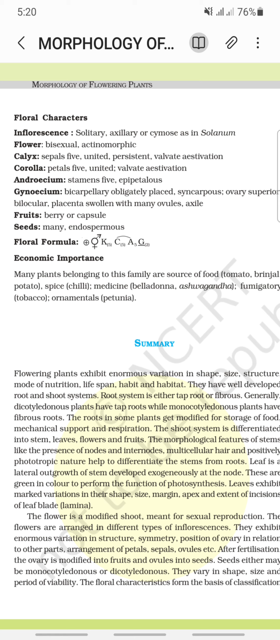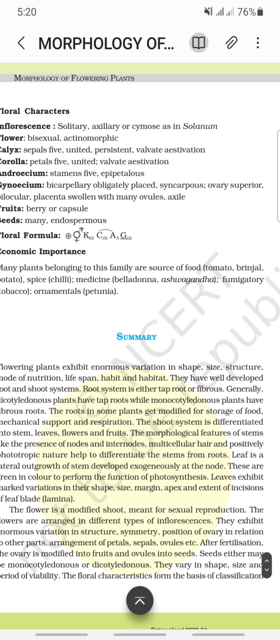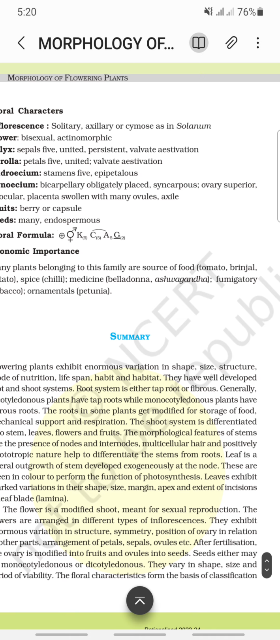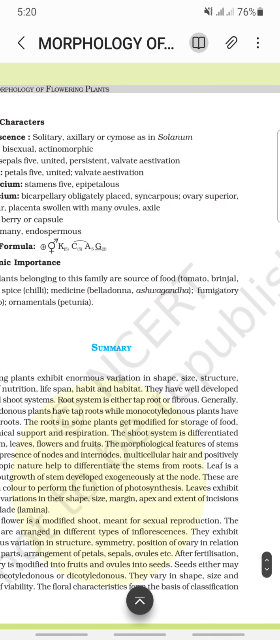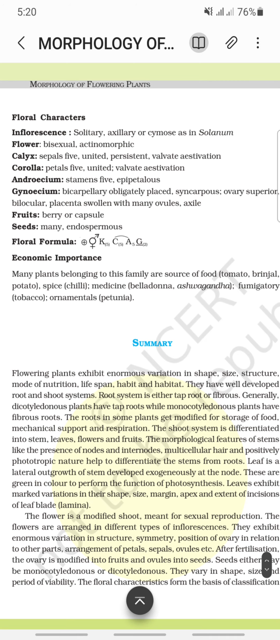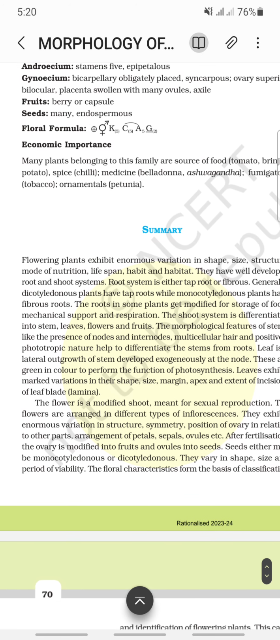Floral formula: bisexual, actinomorphic, K(5) C(5) A5 G(2) with superior ovary. Economic importance: many plants belonging to this family are a source of food: tomato, brinjal, potato; spice: chili; medicine: belladonna, ashwagandha; fumigatory: tobacco; ornamental: petunia.